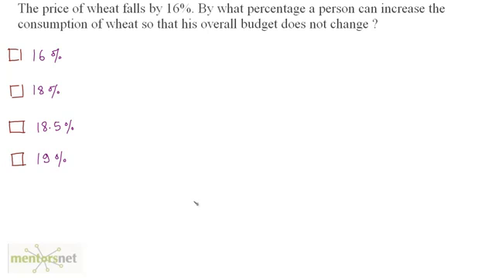The price of wheat falls by 16%. By what percentage can a person increase the consumption of wheat so that his overall budget does not change? This is also a similar question. Again, we can take a table here. Let us consider that the price of wheat was previously 100 and consider the consumption as 10 kgs.